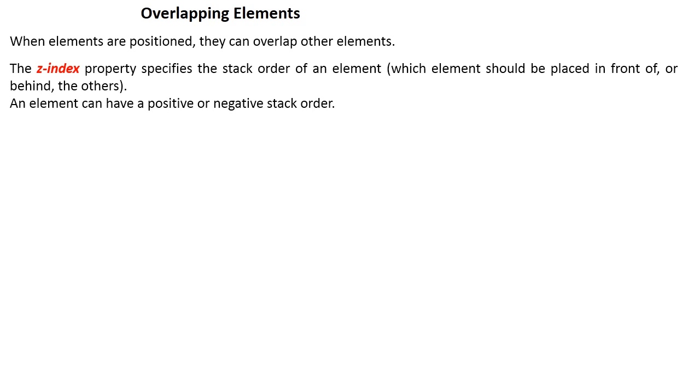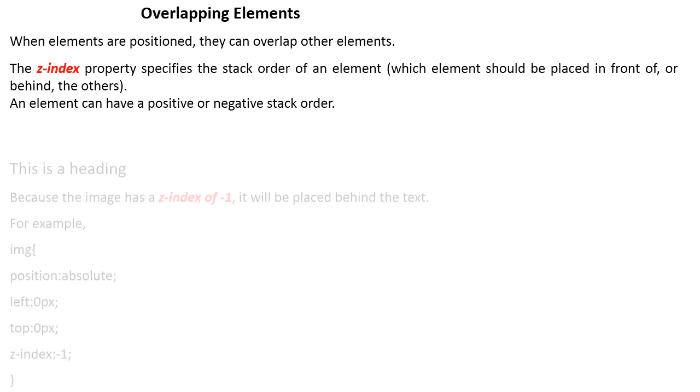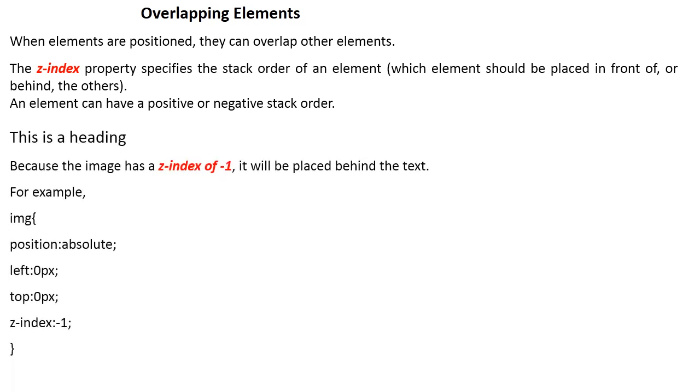What I will be discussing next is overlapping elements. When elements are positioned, they can overlap other elements. The z-index property specifies the stack order of an element, which element should be placed in front of or behind the others. An element can have a positive or negative stack order. This is a heading. Because the image has a z-index of -1, it will be placed behind the text.